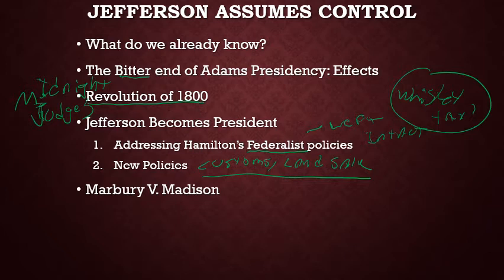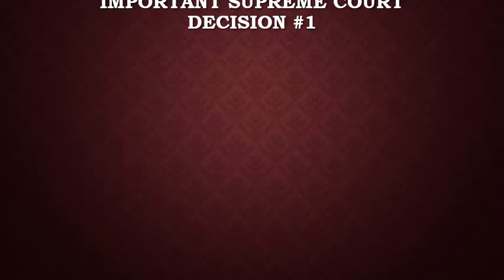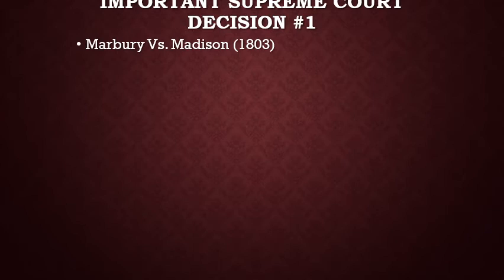Now we're going to talk early on here about some of the Supreme Court cases that really shaped America. And the first one to really do so is Marbury versus Madison. Marbury versus Madison was an 1803 Supreme Court case and deals with the concept of judicial review. Okay, in other words, increasing the power of the judicial branch. Now, let's go over a little bit more specifically, because this is probably the first really, really important Supreme Court decision. 1803, Marbury versus Madison.